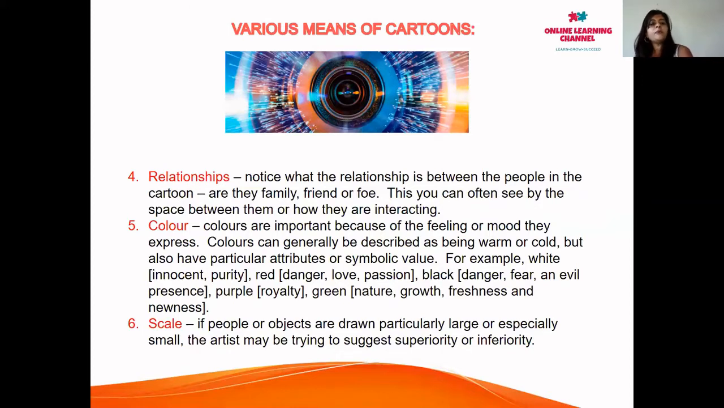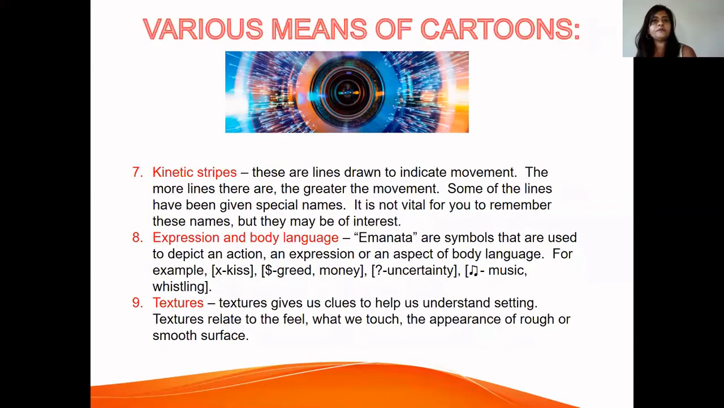Scale. If people or objects are drawn particularly large or especially small, the artist may be trying to suggest superiority and inferiority. Kinetic stripes. These are lines drawn to indicate movement. The more lines there are, the greater the movement. Some of the lines have been given special names. It is not vital for you to remember these names, but they may be of interest.